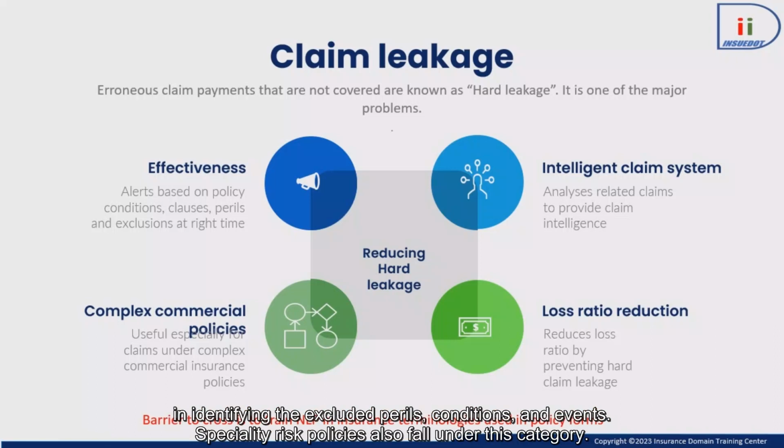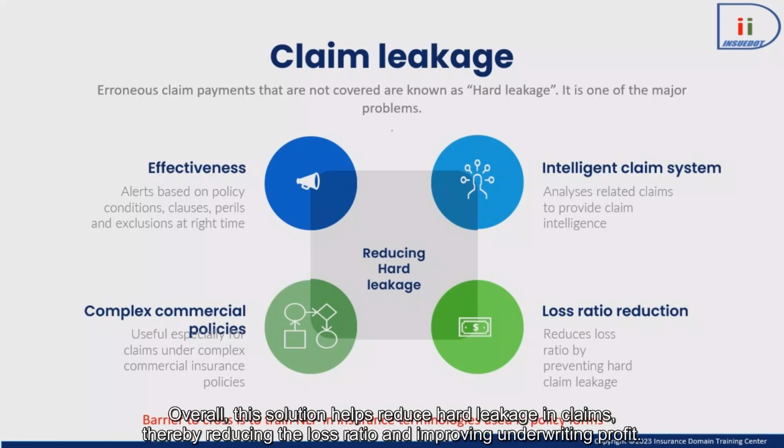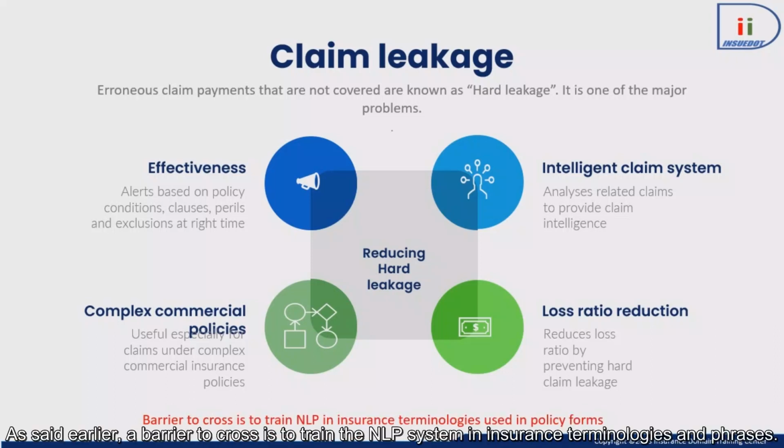Specialty risk policies also fall under this category. Overall, this solution helps reduce hard leakage in claims, thereby reducing the loss ratio and improving underwriting profit. As said earlier, a barrier to cross is to train the NLP system in insurance terminologies and phrases.